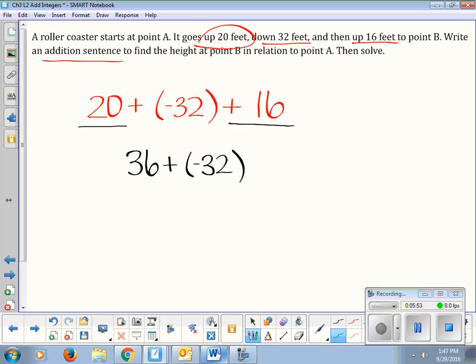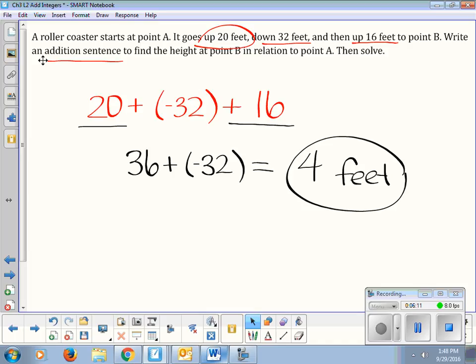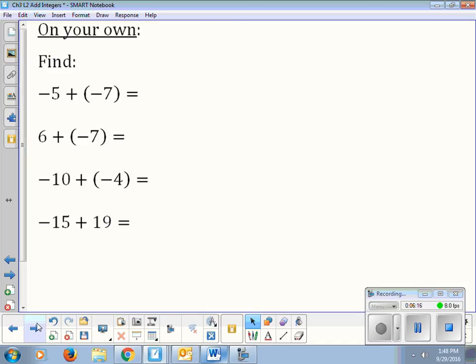Do we have the same signs or different signs? Different signs, which means we're going to subtract. What is 36 minus 32? 4, and we take the sign of the bigger number, which is positive, so our answer is 4 what? 4 feet. Okay, go ahead and try the next 5 on your own.